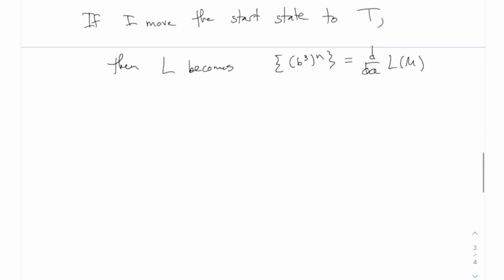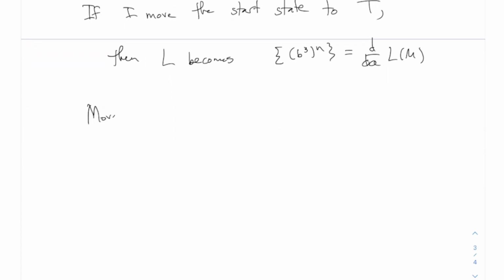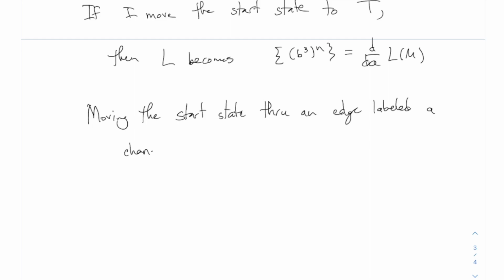So this is the moral of the story. Moving the start state through an edge labeled A changes the language into the derivative with respect to A of whatever you started with. All right? I hope you're convinced by looking at this particular example.